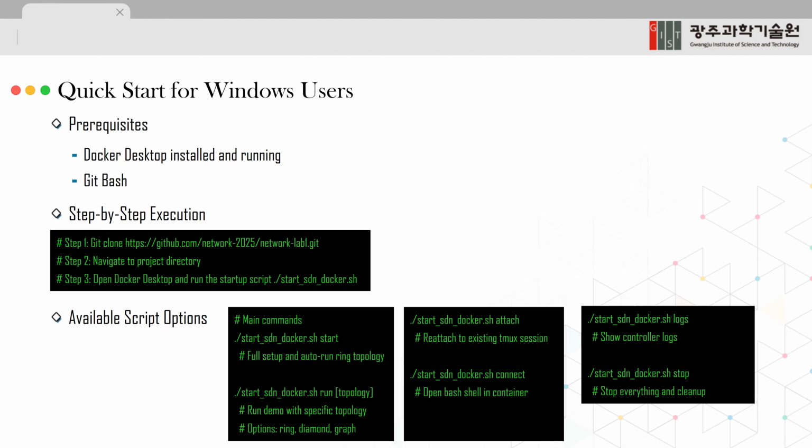The execution process involves three simple steps. First, open Git Bash and clone the repository by running git clone. Second, navigate into the project directory. Third, ensure Docker Desktop is running, then execute the startup script.